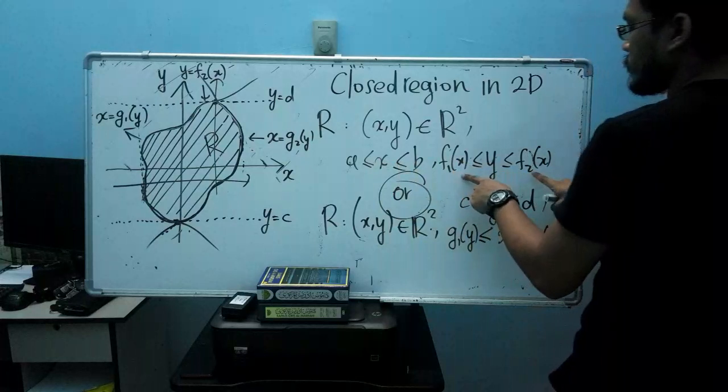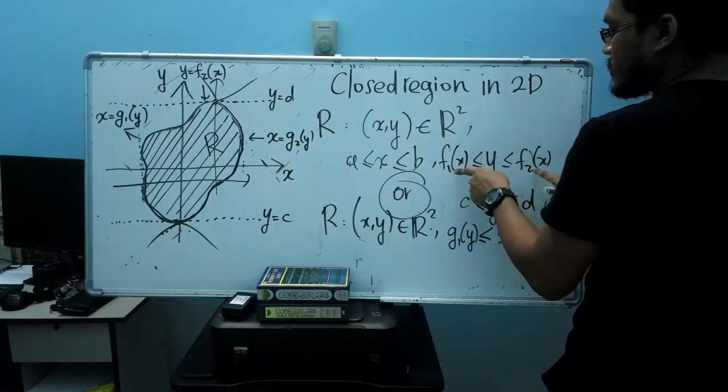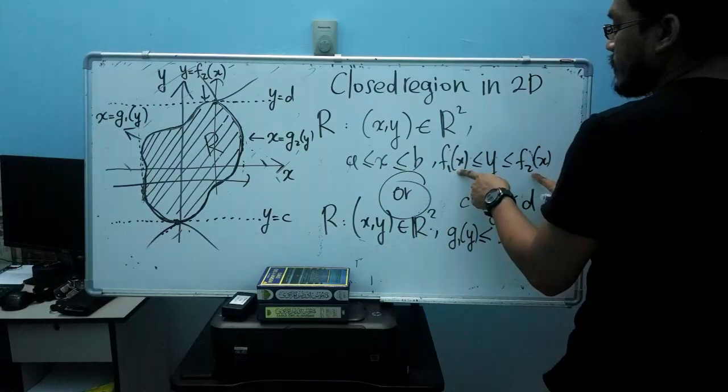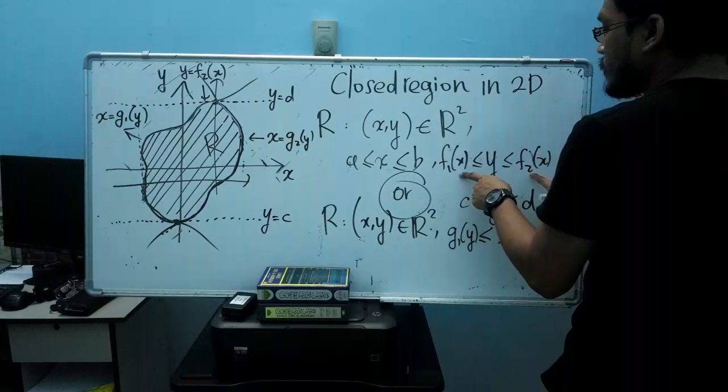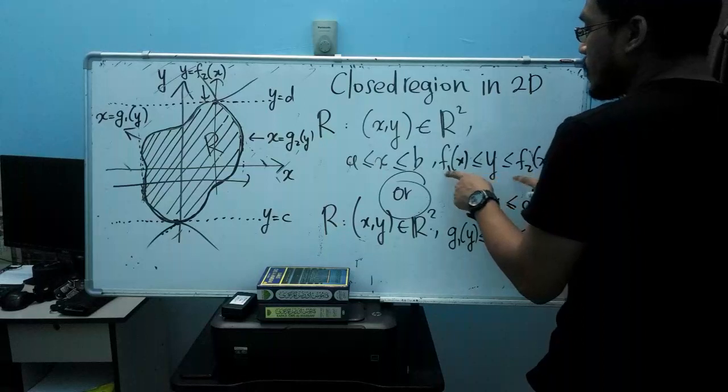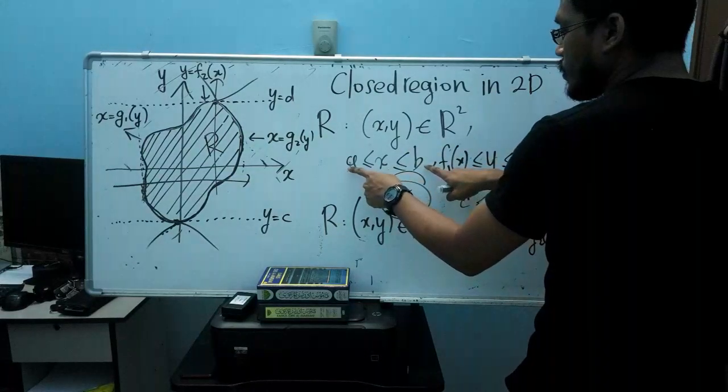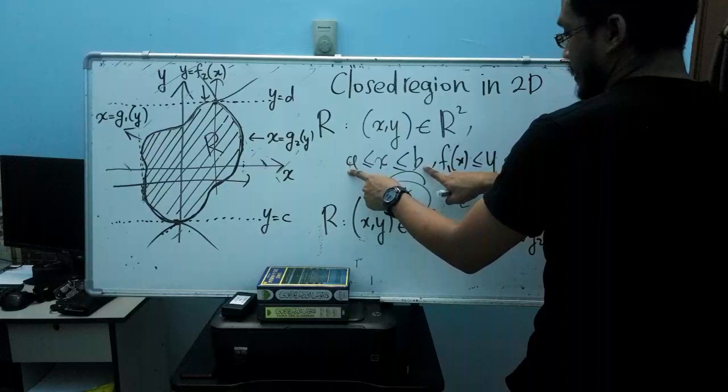You need to find such two curves here. Of course, to find such two curves, the condition is that when you take the intersection, you will have the values of A and B.